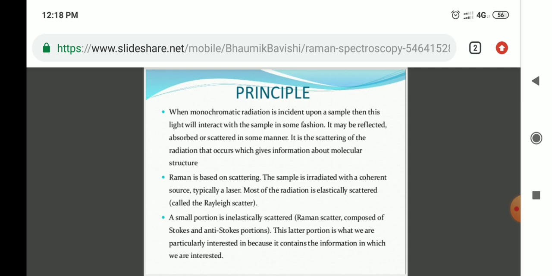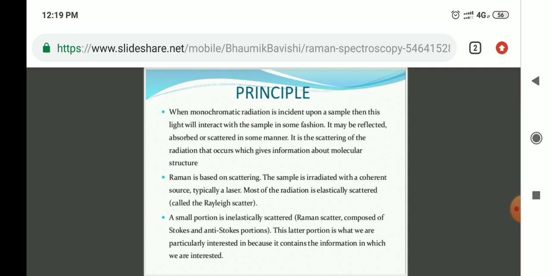When a monochromatic radiation is incident upon a sample, this light will interact with the sample in some fashion. It may be reflected, absorbed, or scattered in some manner. It is the scattering of the radiation that occurs which gives information about molecular structure. Next, Raman is based on scattering.